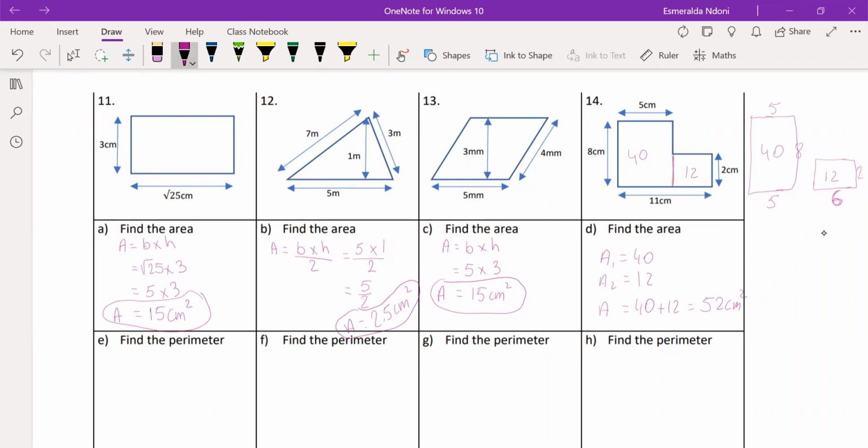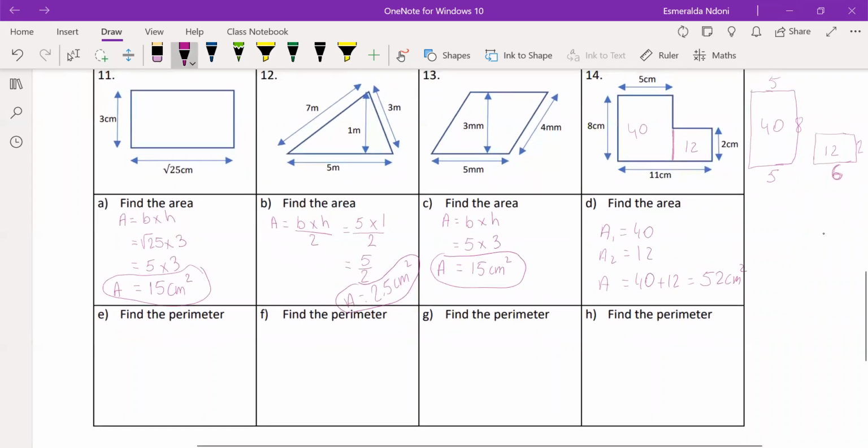We're done with all the areas of those shapes. We are now going to do their perimeters. Perimeter is the distance around the 2D shape. So let's go around and add up all the sides. We know that the root of 25 is 5. Up here we have a 5, and here we have a 3, because those are the same. So for the perimeter, we're going to go around: 3 plus 5 plus 3 plus 5. That would give me an 8 plus another 8, which gives me 16 centimeters.